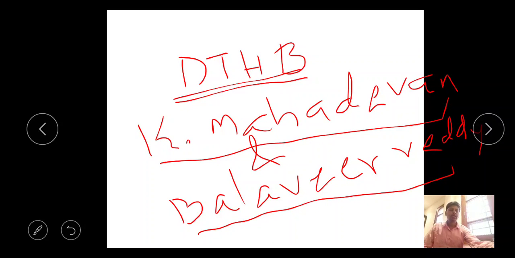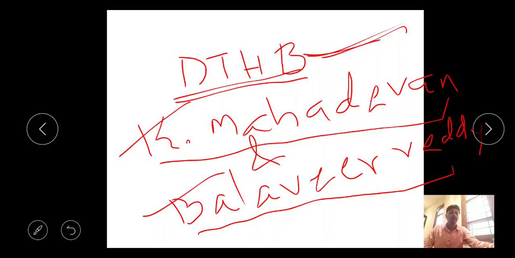You can take the Xerox, or you can take the whole data handbook. It is already available in a few of the Xerox centers. You can just go there and ask for K Mahadevan and Balveer Reddy. It is around 300 to 400 pages, so you can buy it or take a Xerox of it. It is very important that from the first class itself you should have this data handbook. Whenever we are solving, if you refer to this data handbook, then only it will be useful for you.